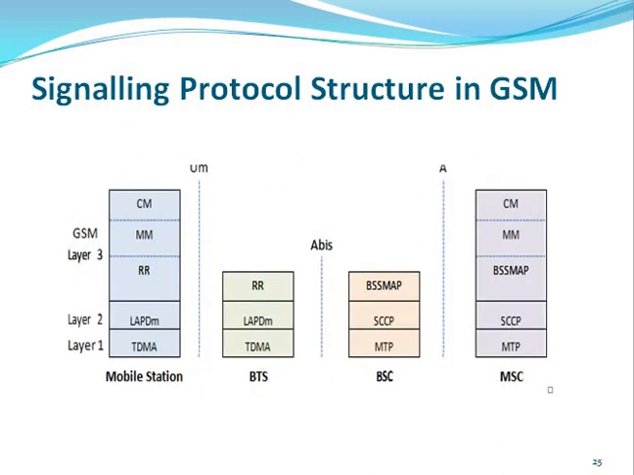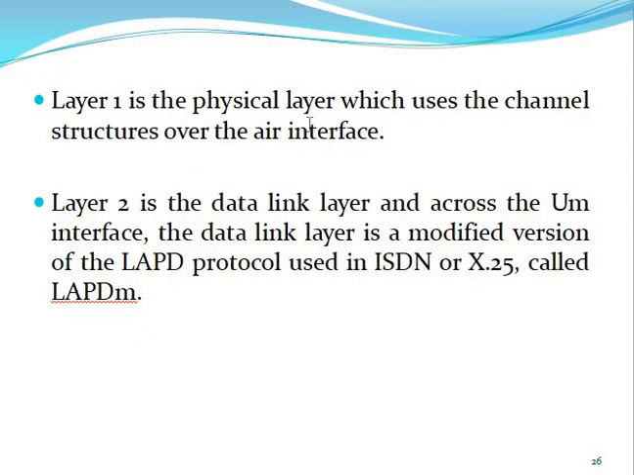Now we can show the signaling protocol structure in the GSM. In the signaling protocols, we can show the number of layers: layer 1, 2, 3, and the GSM structure. So this is the signaling protocol structure. Layer 1 is the physical layer, which is used for the channel structure over the air interface.